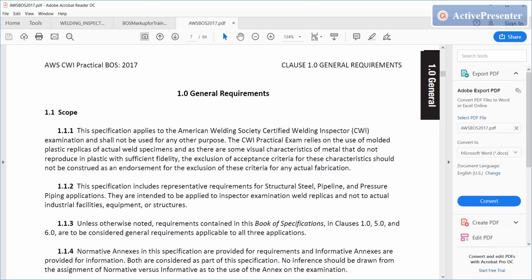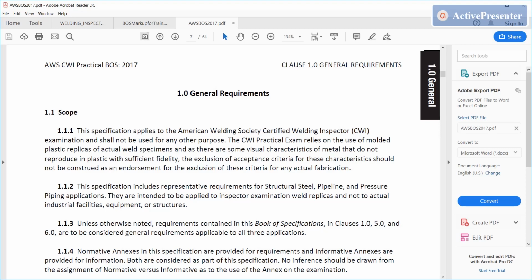So 113, unless otherwise noted, requirements contained in the book specification 1, 5, and 6 are to be considered general requirements applicable to all three applications. So the information in Clause 1, Clause 5, and Clause 6 applies to Clause 2, Clause 3, and Clause 4. Clause 5, for instance, is welding procedure qualification. Clause 6 is welder performance qualification. So understand that for the three application clauses, structural, pipeline, and pressure, there are going to be requirements for welder qualification and procedure qualification, and you know where to go: Clause 5 and Clause 6.